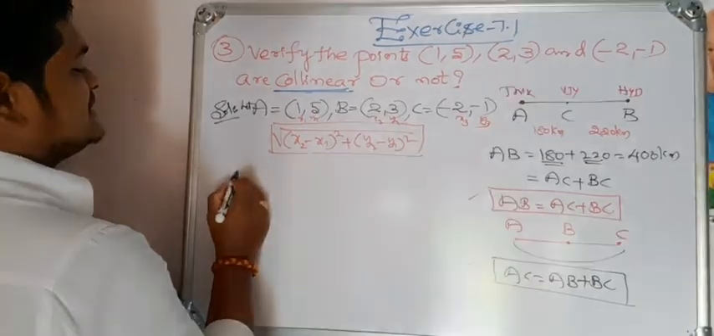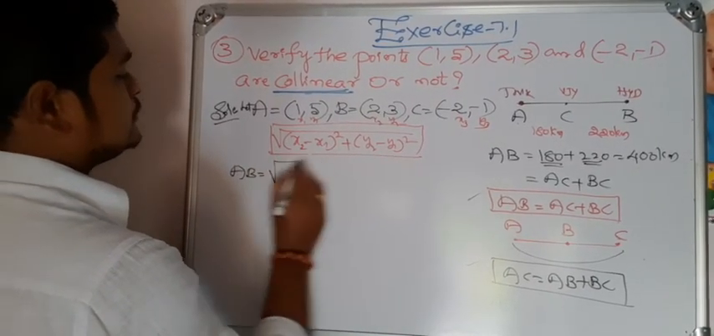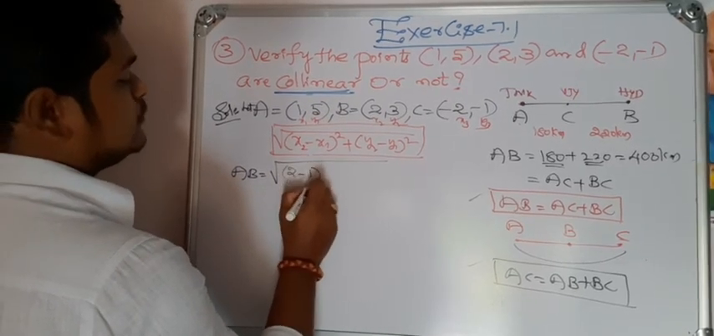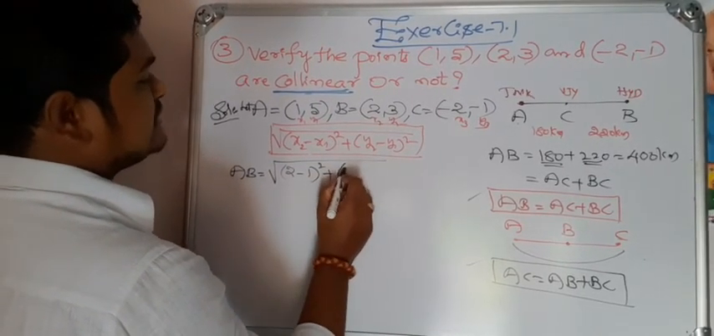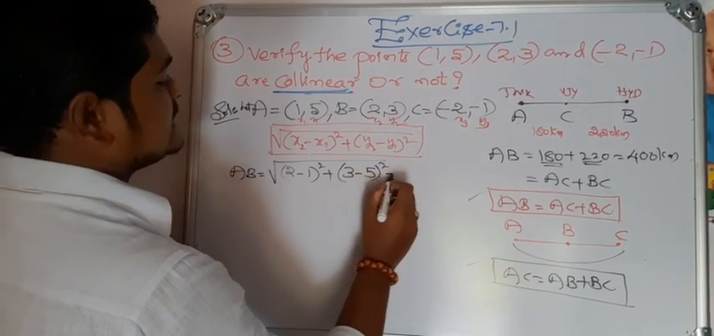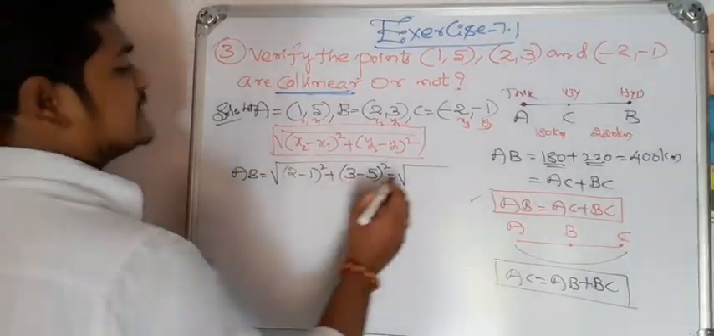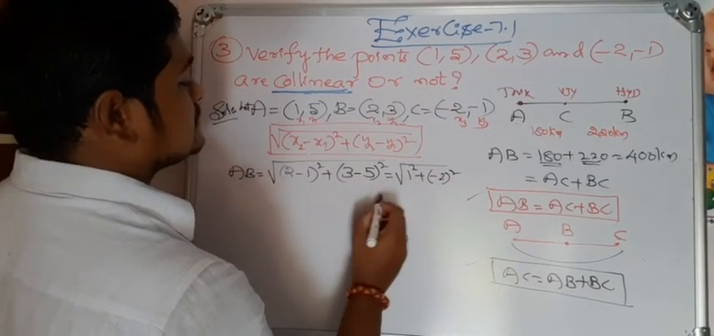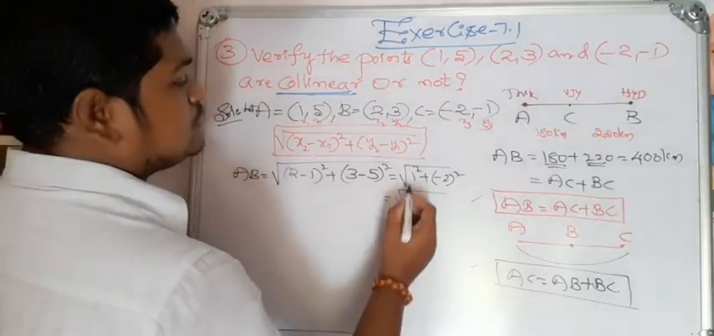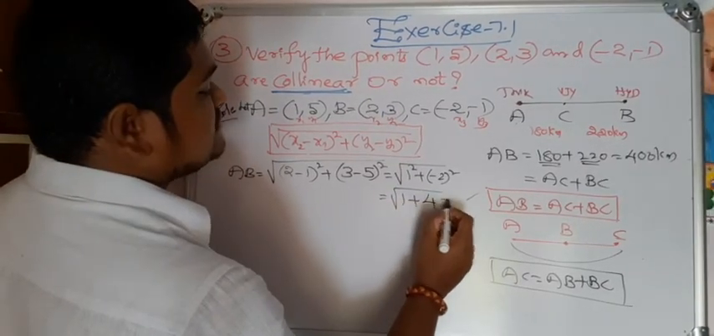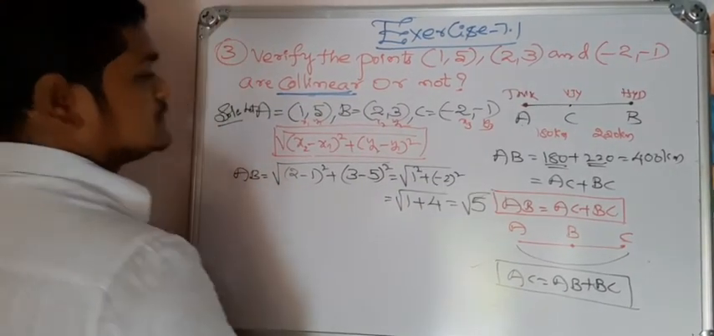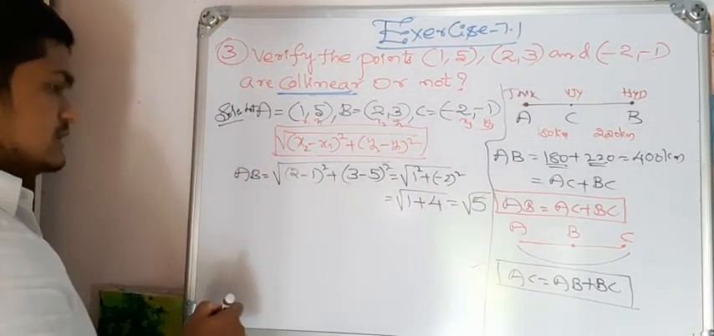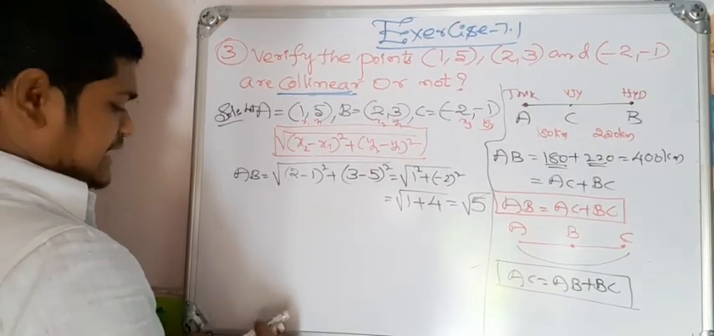Okay, find the distance between A and B. That is equal to root over (x2 minus x1) whole square plus (y2 minus y1) whole square, that is (2 minus 1) whole square plus (3 minus 5) whole square. So this is equal to 1 square plus minus 2 whole square. Now let's simplify. 1 square is 1, minus 2 whole square is 4, so 1 plus 4 is 5. So this is equal to root 5. This is the final step. There is no simplification.